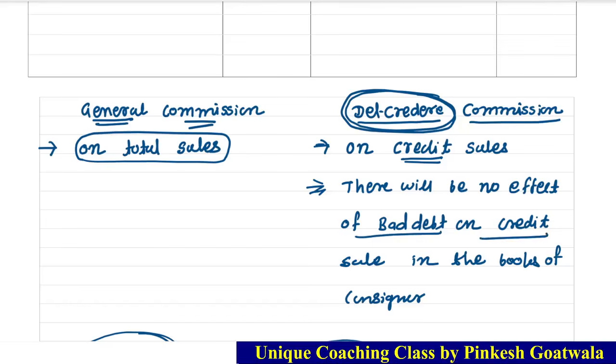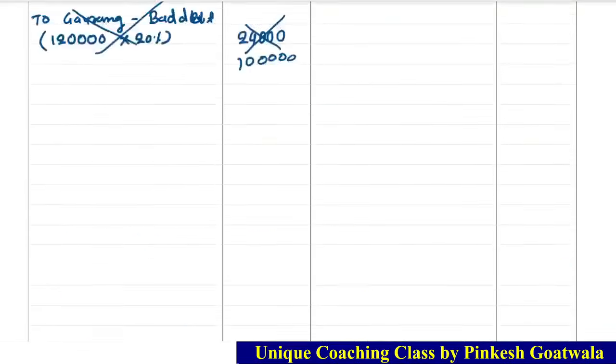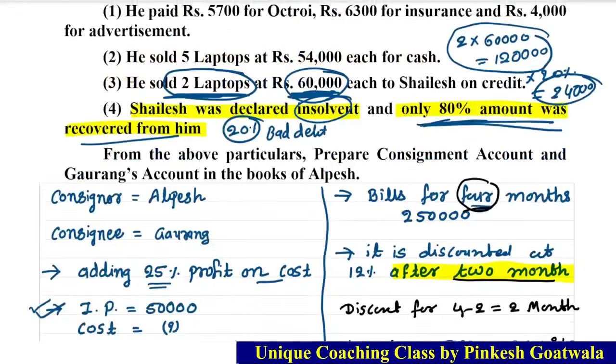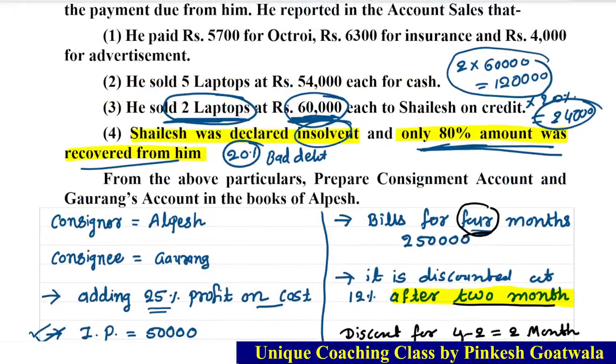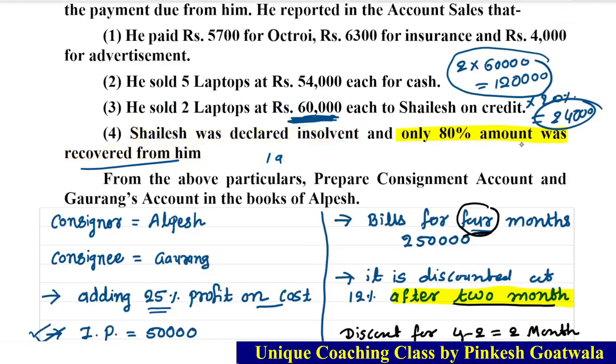Whatever bad debt there is on credit sale will have no effect, because in the books of the consigner, the consigner will say, brother, I don't care, you know and that person knows. Here Alpesh told Gaurang that you know and Shailesh knows, I don't care. So what will happen here? Whatever bad debt or loss occurs, whose loss will it be called? This loss does not go to the consigner. The consignee has to face this loss.